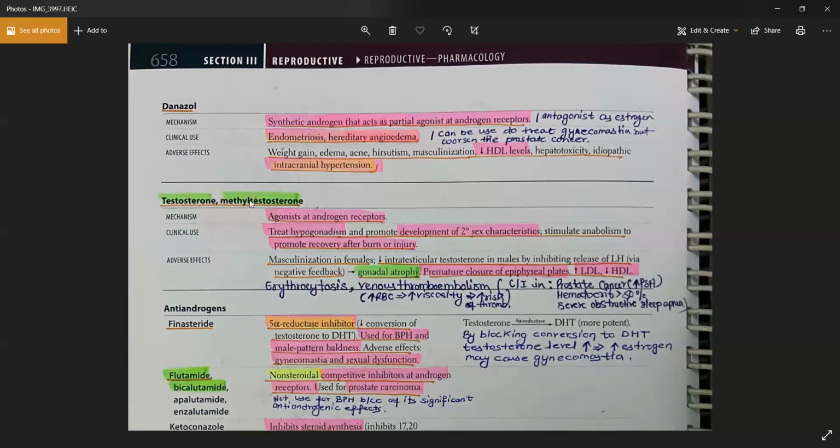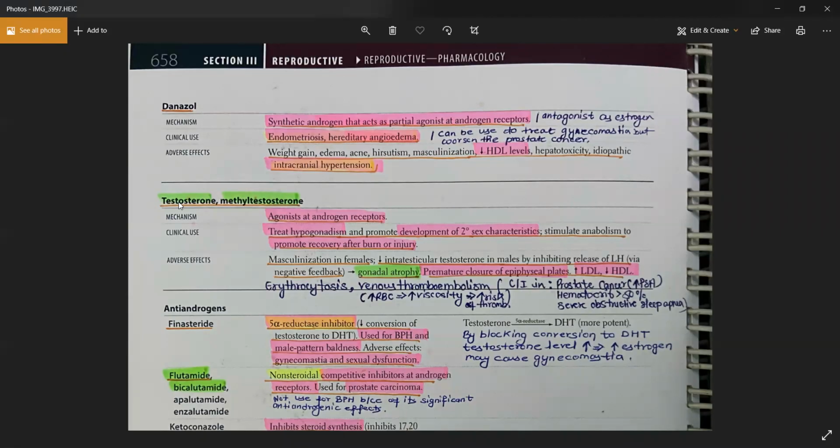Then you have the testosterone replacement therapies, and these are again the testosterones and the methyltestosterones. They will be acting as agonists on the androgen receptors, and basically they will be abused by athletes and weightlifters to enhance performance. Another important use is to treat hypogonadism. If the male is having hypogonadism, you will give them testosterone to get a normal erectile function, normal libido, and normal secondary sexual characteristics. You require testosterone for that.